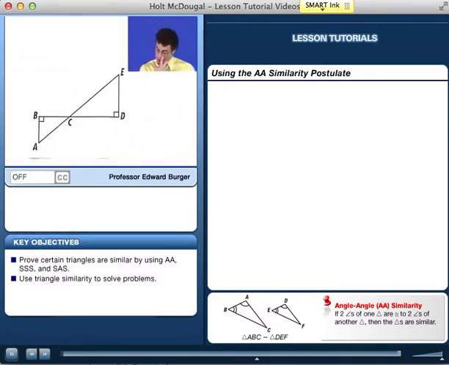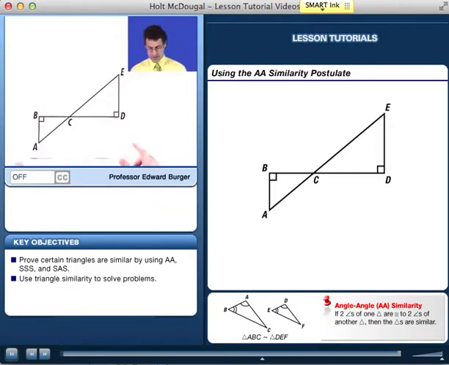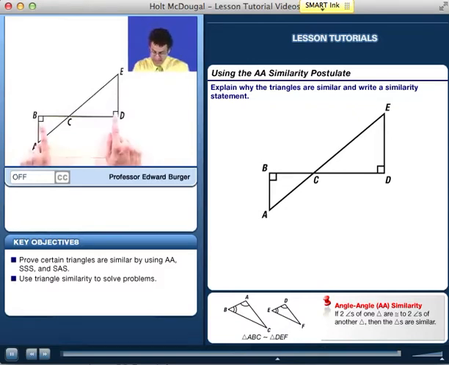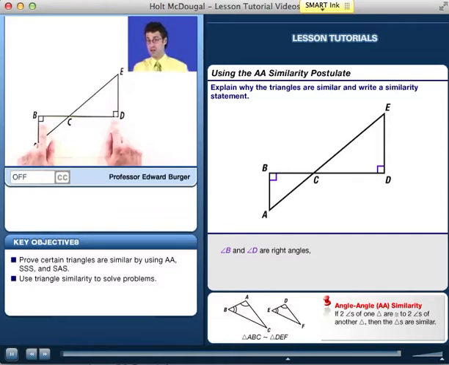So we're given this picture of these two triangles, and I want us to see if we can show the two triangles are similar. Let's take a look. Well, I see that angle B and angle D are right angles. So of course we know all right angles are congruent, so these two things are congruent. That's great. Any other angles that we know for sure have to be equal? Well, the answer is yes, in fact.